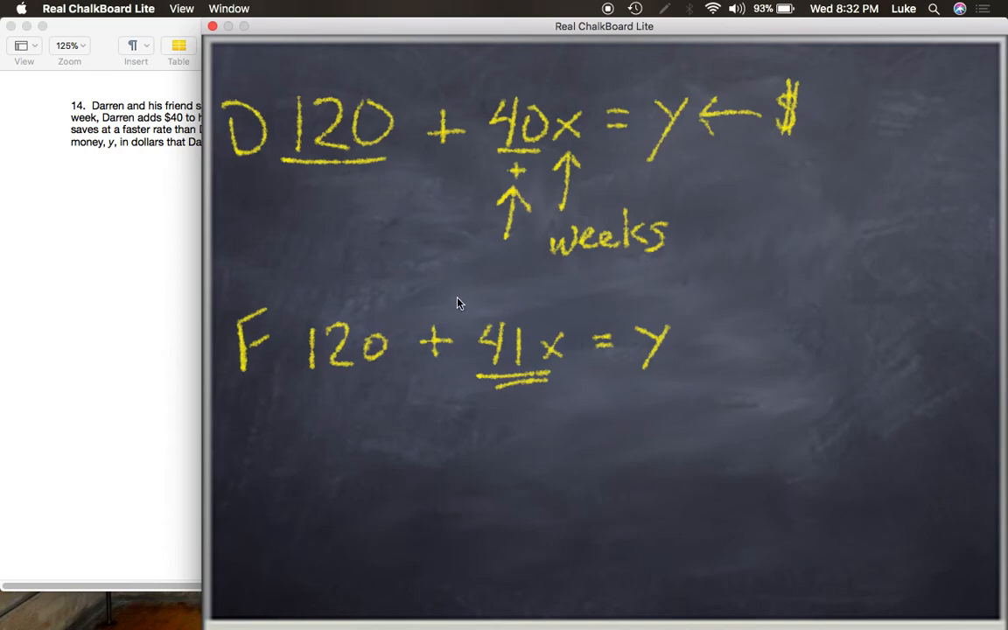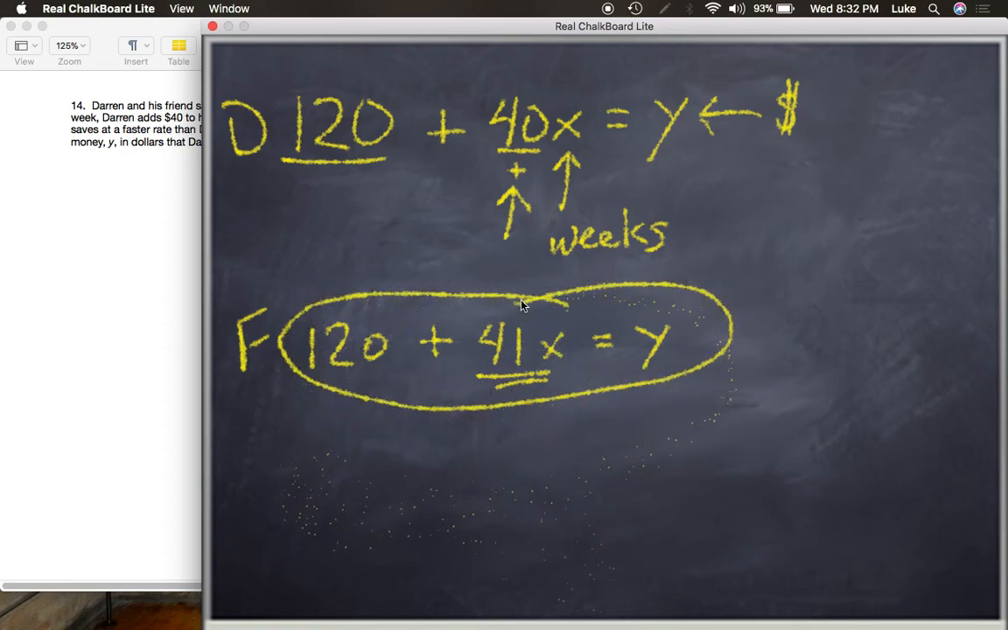So when you take a test like this on the computer, it knows that if you put in a number larger than 40 for his friend, so that we know that it's a faster rate, then it understands that you understand the wording of the problem. So we could just put it like this. In terms of Y, Darren's friend starts with $120. He adds more than Darren, more than $40 per week. That's it.